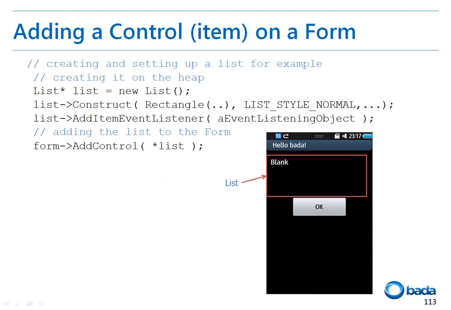In this example, we create a list control and add the control to a form. We create a list control in the heap memory and set up the control by calling the construct and add event listener functions. After that, we add the list to the form using the add control function.